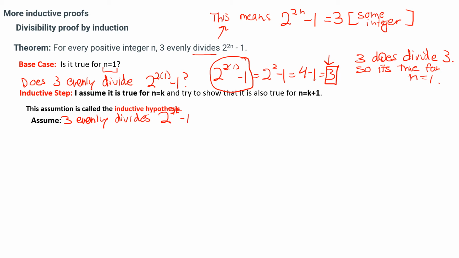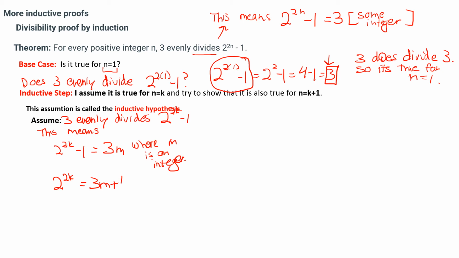Well, in other words, this means 2 to the 2k minus 1 equals 3m, where m is an integer, right? Okay, now if that's true and we're making that assumption, I'm going to go one step further and add 1 to both sides. So then I could say 2 to the 2k is equal to 3m plus 1.